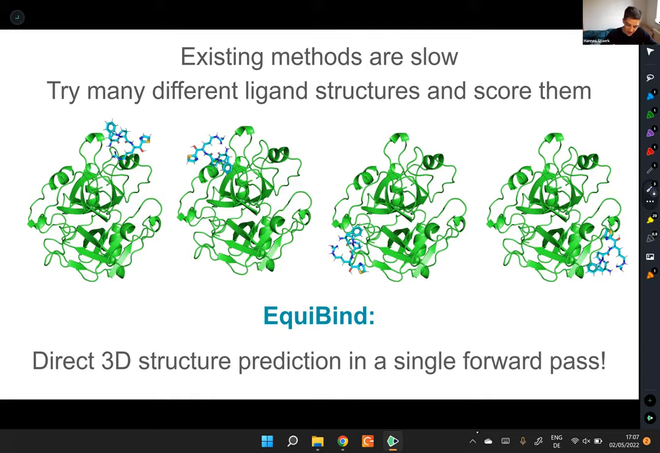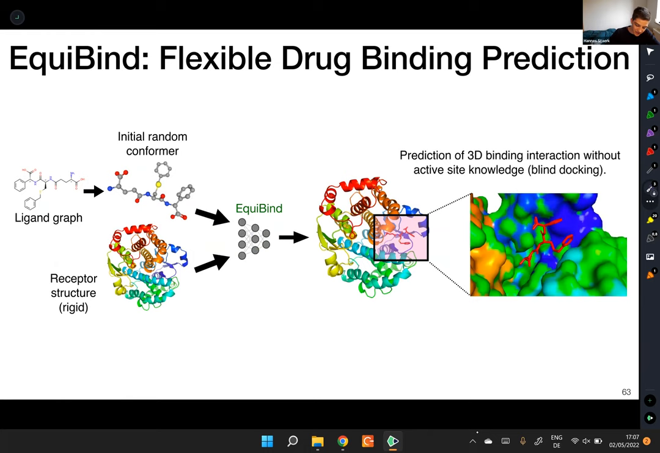The way we do that, or the very high level overview, and to also mention the task again a little bit: we have this 2D ligand, and we have the receptor with the 3D structure. Again, we have no bounding box. We're doing blind docking, and the ligand could bind anywhere.